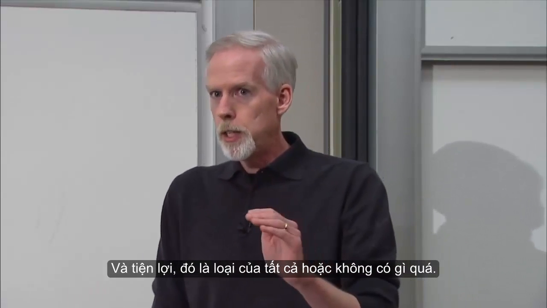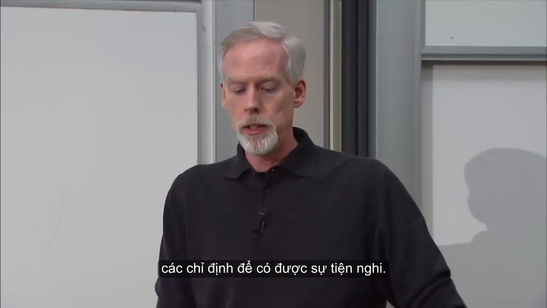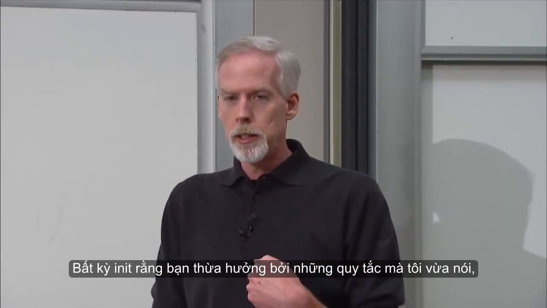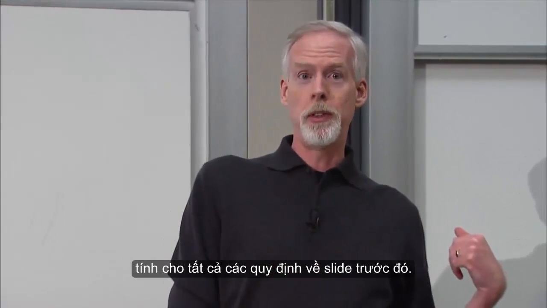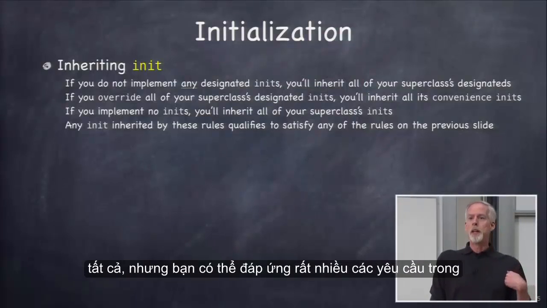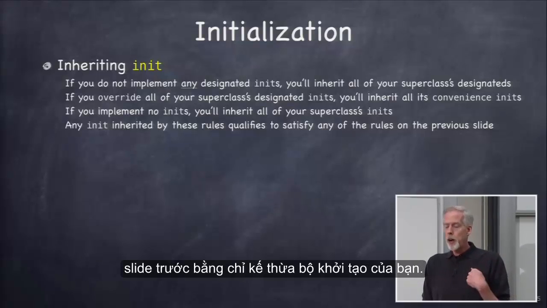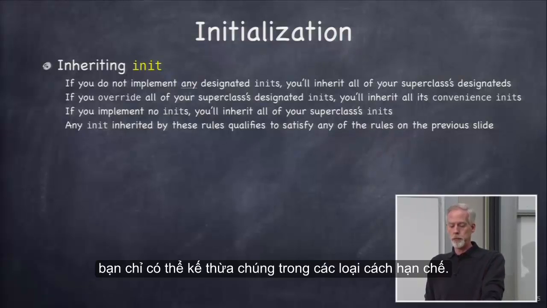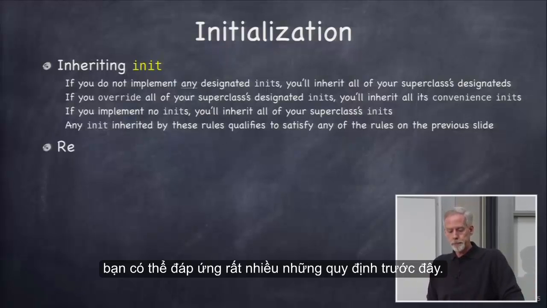And on convenience, it's kind of all or nothing too, because you have to implement or not implement all of the designateds to get the conveniences. Any init that you inherit by these rules counts for all the rules on the previous slide. Now, I'm not going to go back to the previous slide and go through them all, but you can satisfy a lot of the requirements in the previous slide by just inheriting your initializers. But you can only inherit them in these kind of restricted ways. But once you do, you can satisfy a lot of those previous rules.